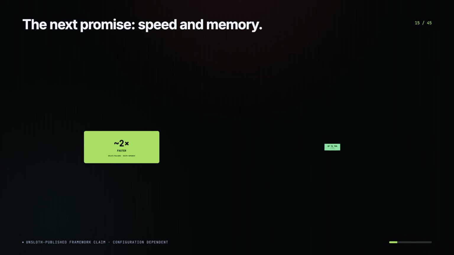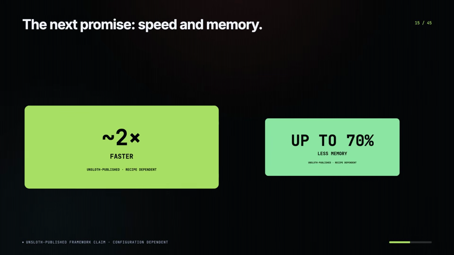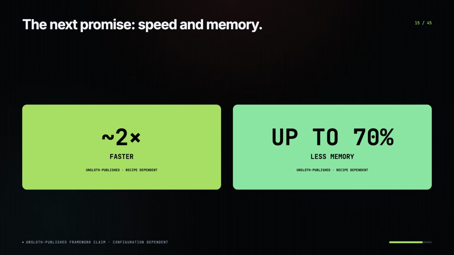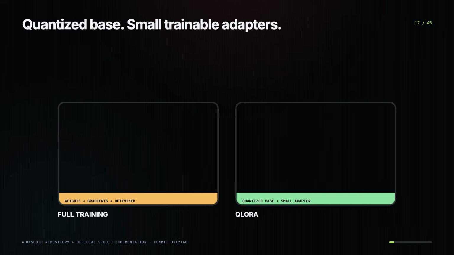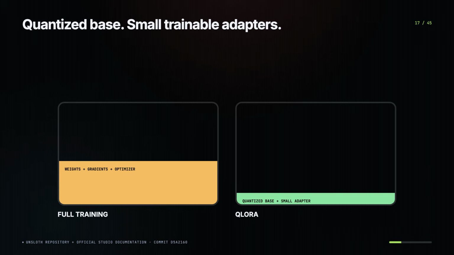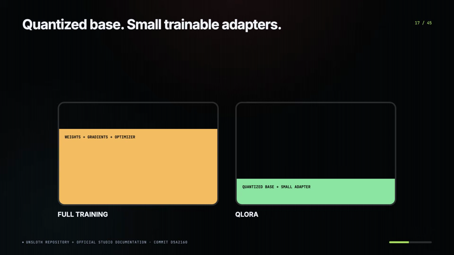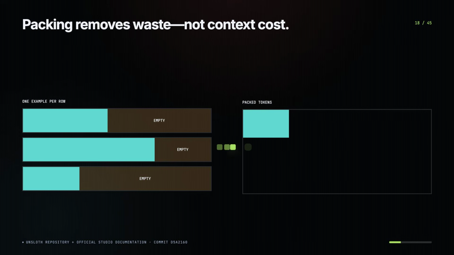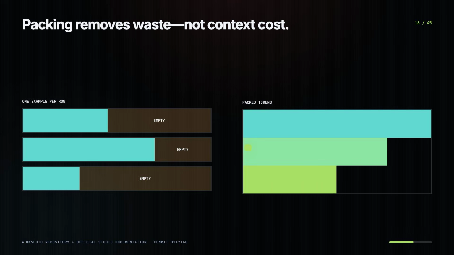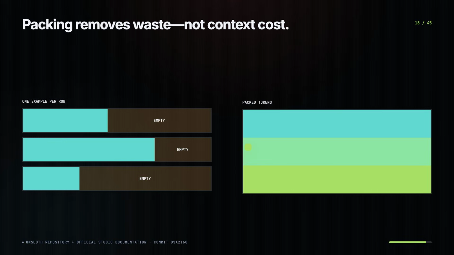Next comes efficiency, about twice the speed and up to 70% less memory for supported recipes. Those are framework claims, not a guarantee for every run. But the mechanism is concrete. Optimized operations take shorter paths. QLoRA keeps the base compressed and trains only a small adapter. That combination is why a useful experiment can fit where full training cannot. Short examples can be packed together instead of processing empty space. The savings do not make memory unlimited.